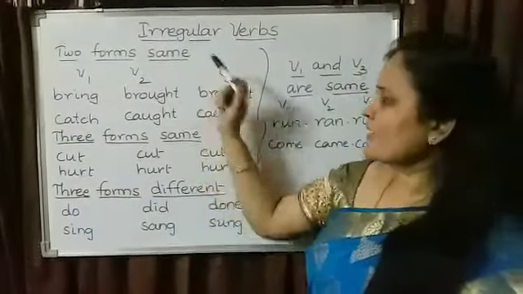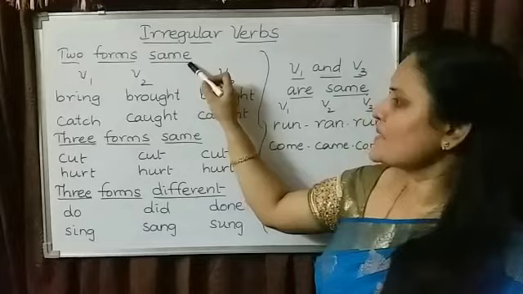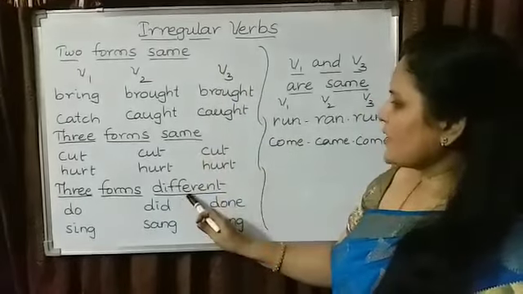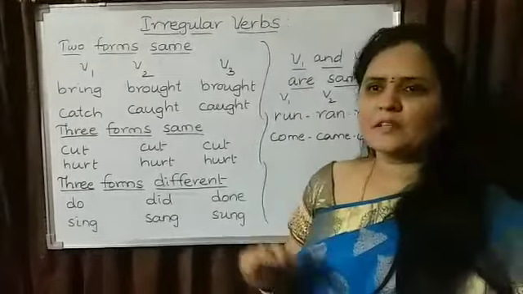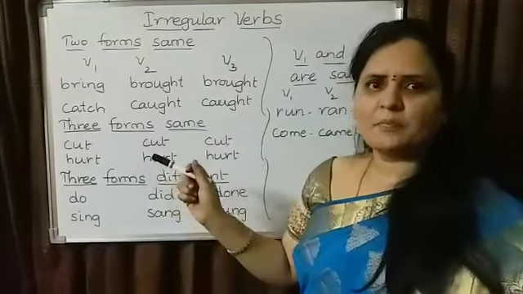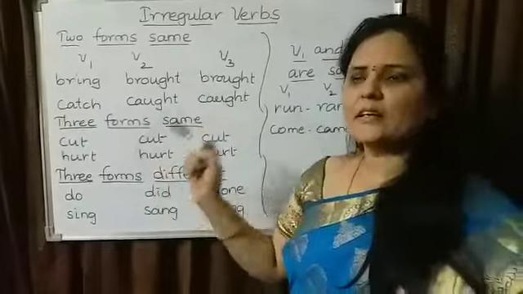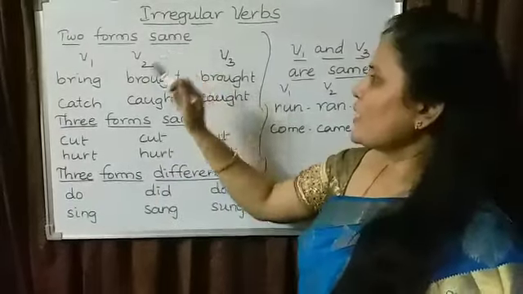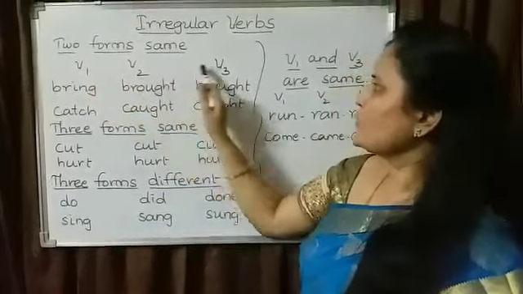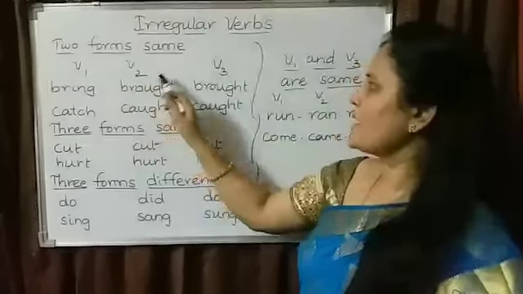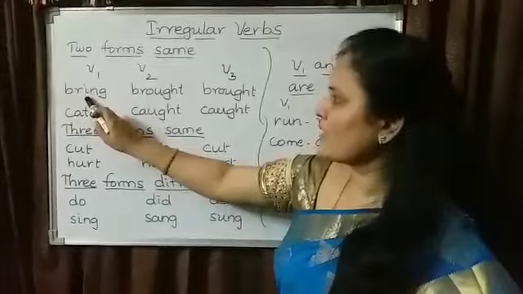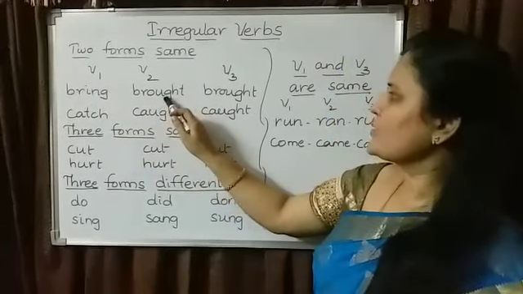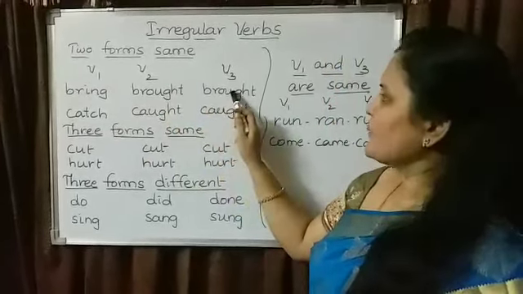Regular verbs. We can see four forms: two forms same, three forms same, three forms different, and V1 and V3 are same. Like regular verbs, they don't follow particularly any rule. Here, two forms same. V1, V2, V3: present, past and past participle. Here, V1 is bring, V2 is brought and V3 is brought.